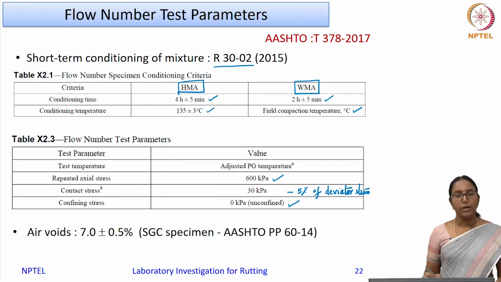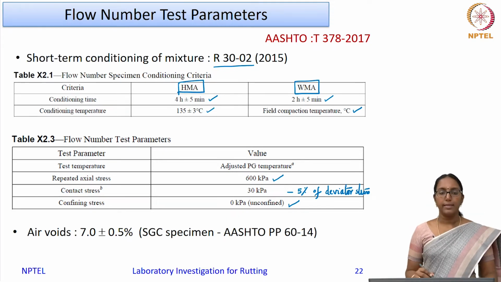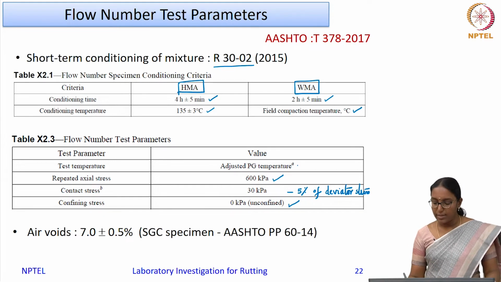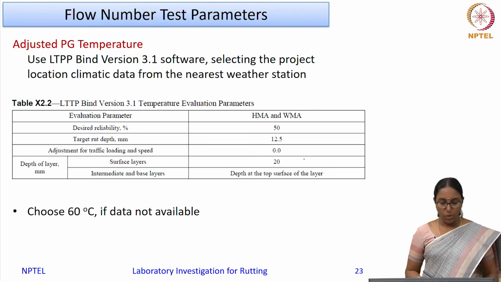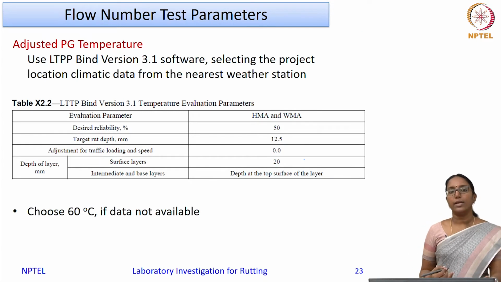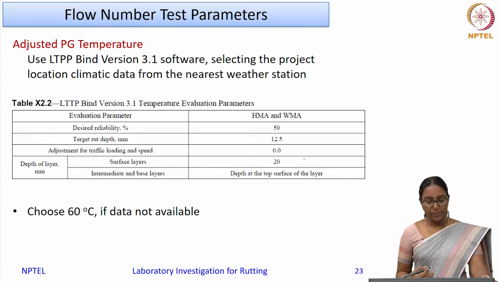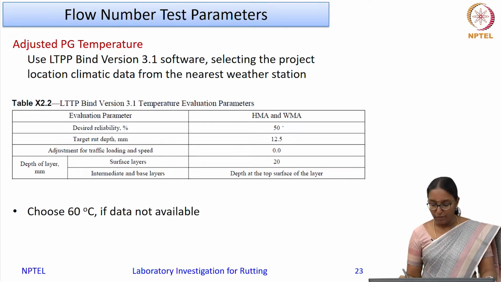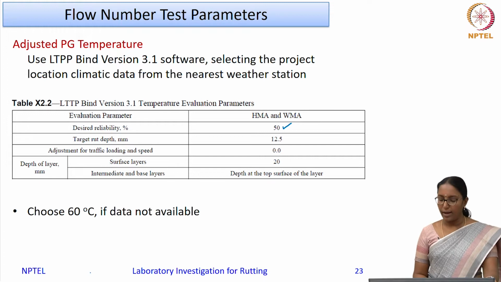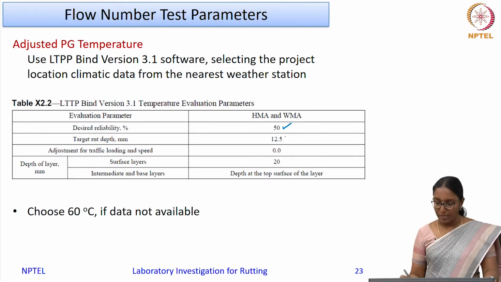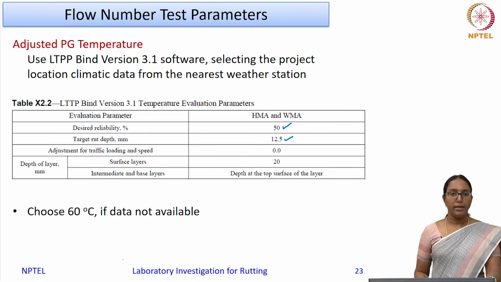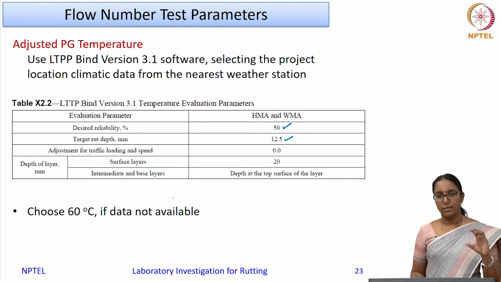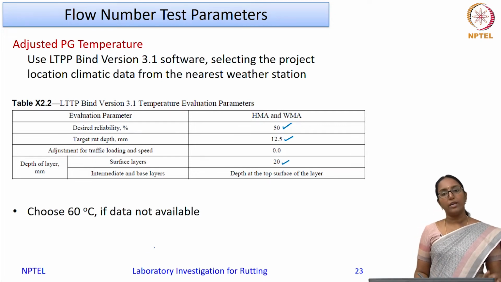So this comes to around 30 kPa. The test temperature is mentioned as the adjusted PG temperature. Let's see what that is. In order to get this adjusted PG temperature, you have to find the temperature for a reliability level of 50% for a target rutting in the field of 12.5 mm. If the material is to be used in the surface layer, you consider the depth of 20 mm from the top, or if it is a bottom layer, the top of that bottom layer has to be considered.